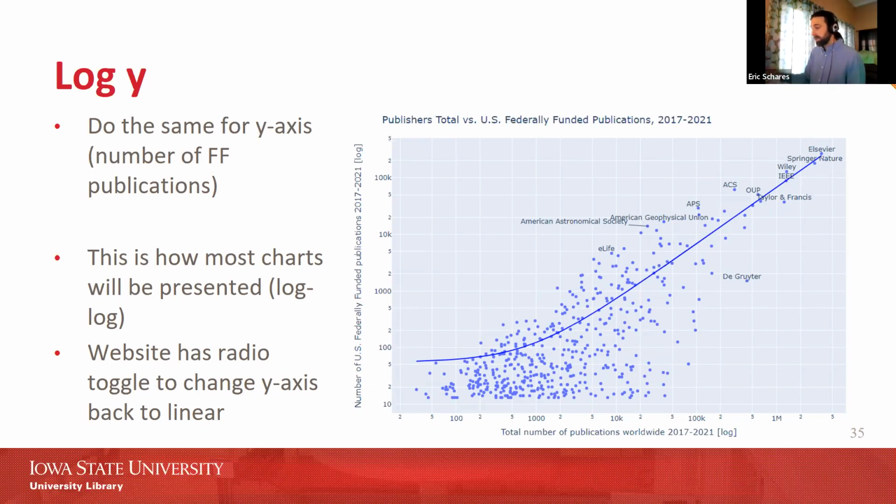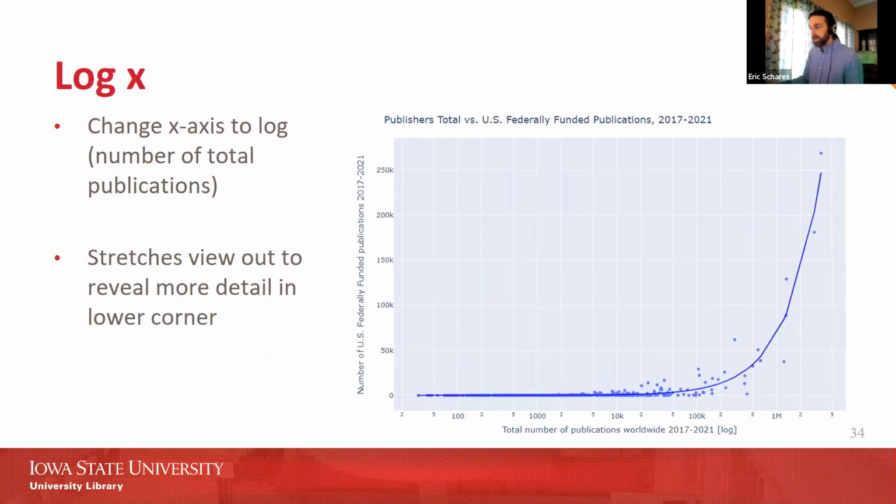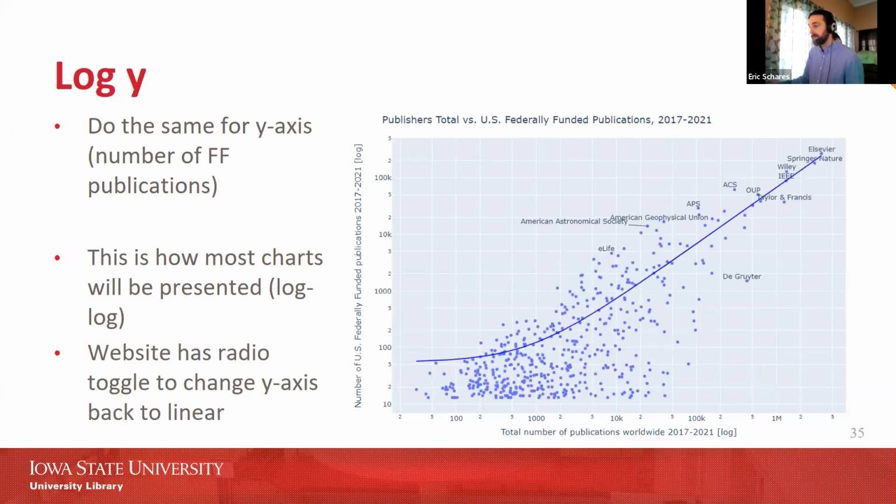If you really like the way this looks, I do have a radio toggle on the website that will change that y-axis back to linear. So that's a choice that you can make and jump back and forth. But this is how I prefer to show it. So this is how I'm going to talk about the data today. It's going to look like this.